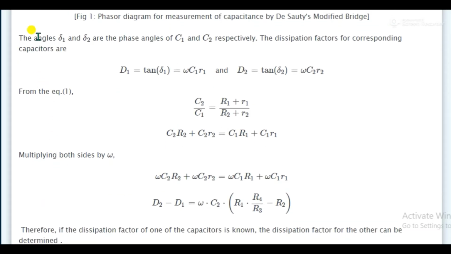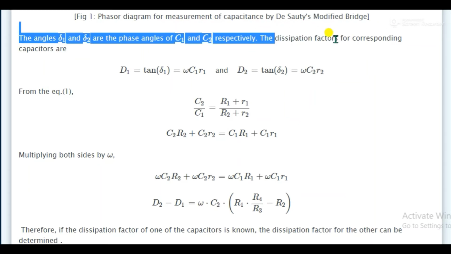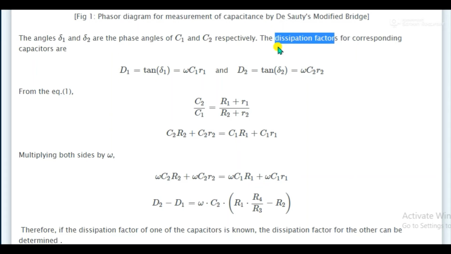Now the main thing here is the phase angles, phi 1 and phi 2. These are the phase angles of C1 and C2 respectively. Dissipation factor is a very important thing in this experiment. What does it actually mean? You can simply explain it as the tangent of the loss angles. We can say these are loss angles, and the dissipation factor is the tangent of the loss angles, tan phi 1 and tan phi 2.